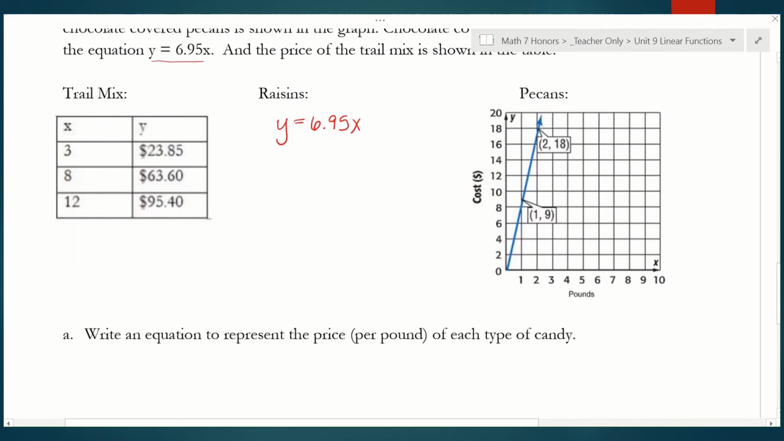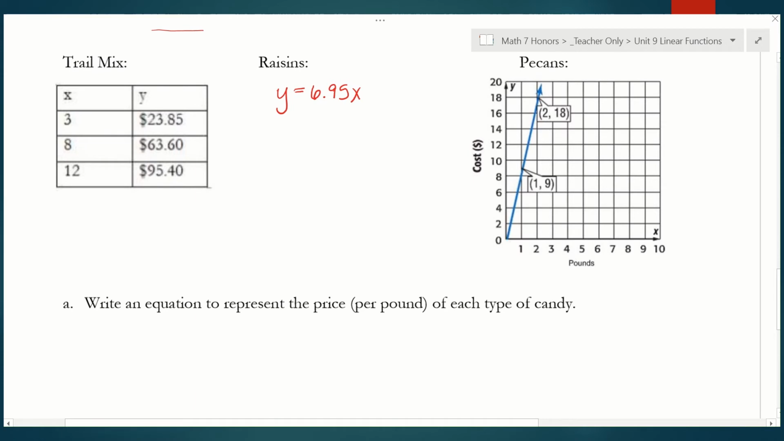Okay, and our goal, looking at part A, is to write an equation that represents each type of candy, the price per pound of each type of candy. So why don't we start with trail mix? Let's look at the table here. Just looking quickly at my X column, because that's always the easiest, I can see that I'm increasing by 5 and then increasing by 4.